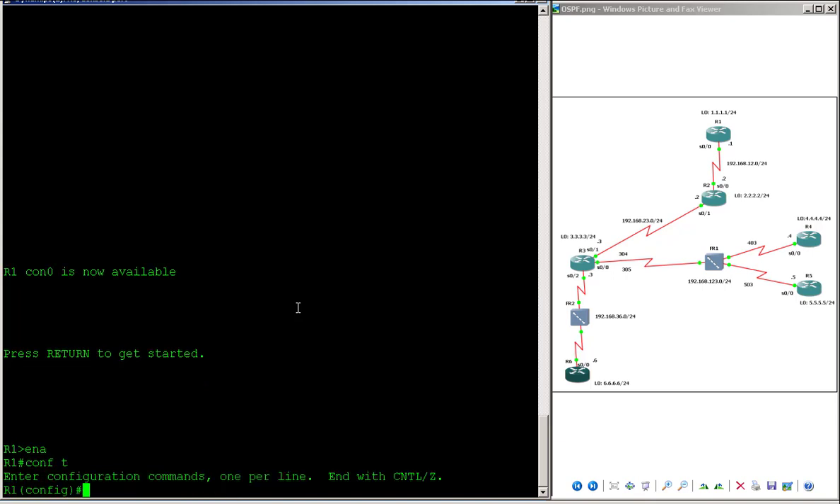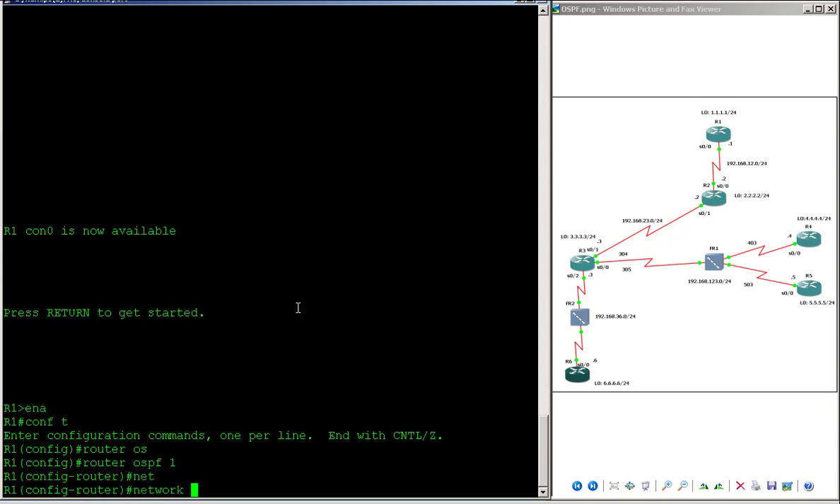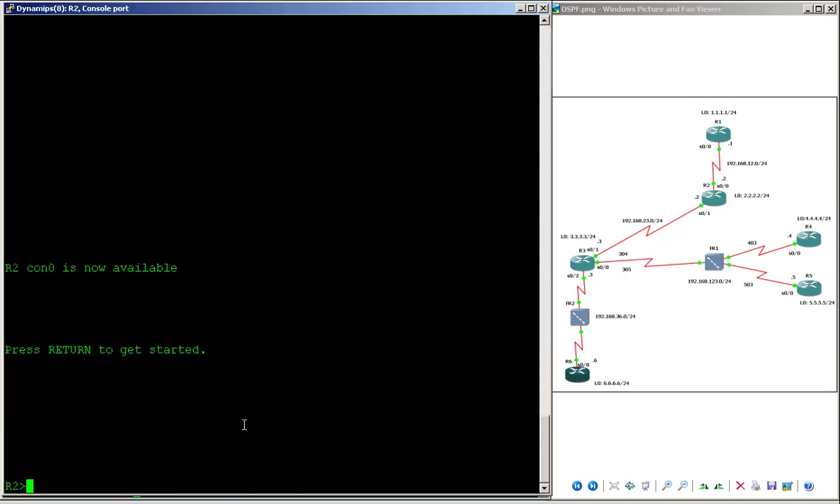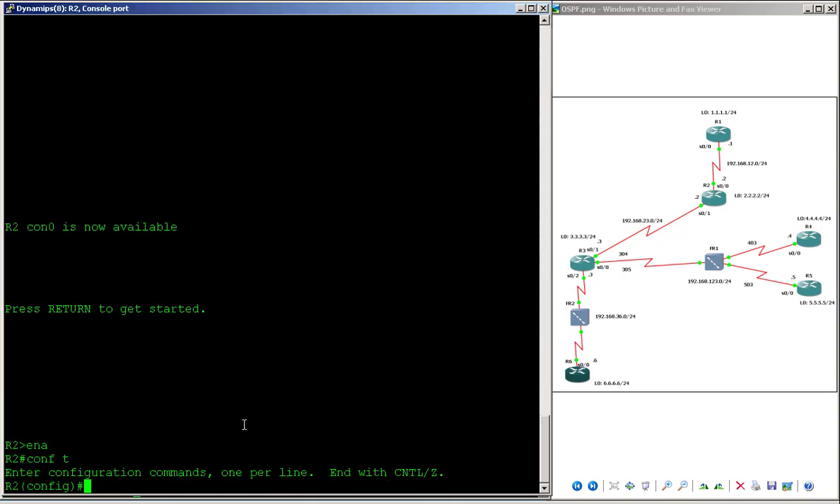Configure terminal. Router OSPF 1, network 192.168.12.0, area 0. That's from router 1. Router 2. Of course, on router 1 we did not advertise 1.1, as I said in the lab.